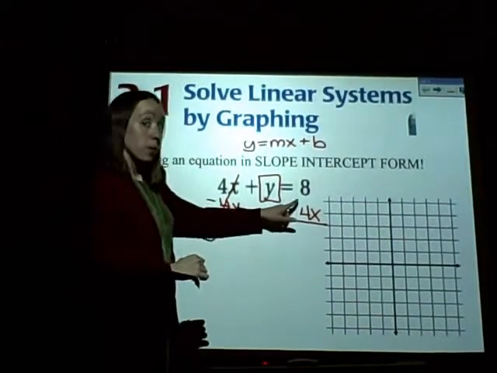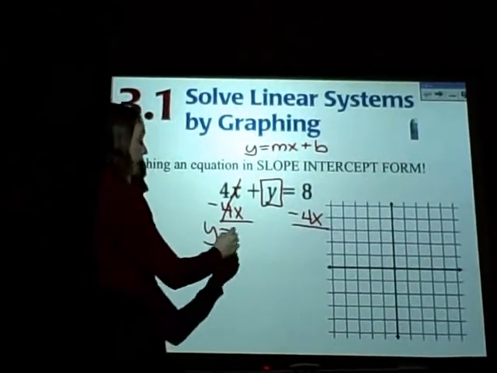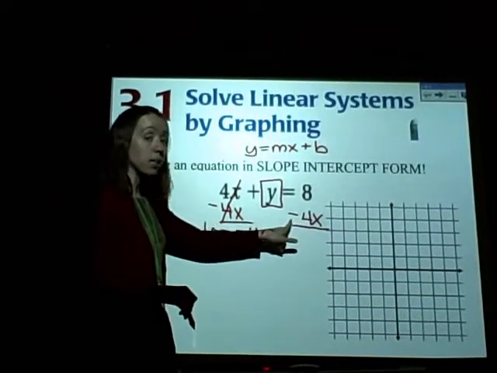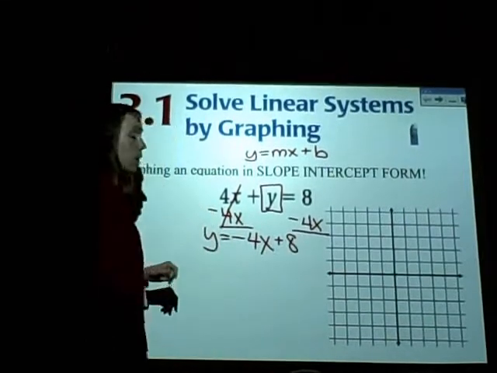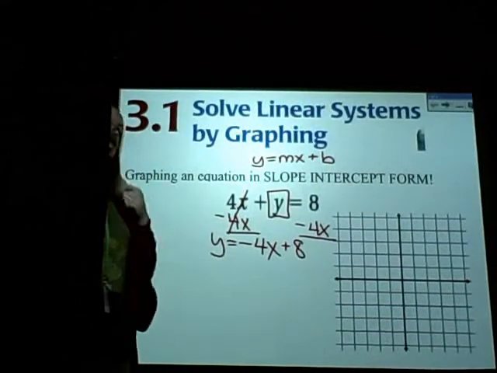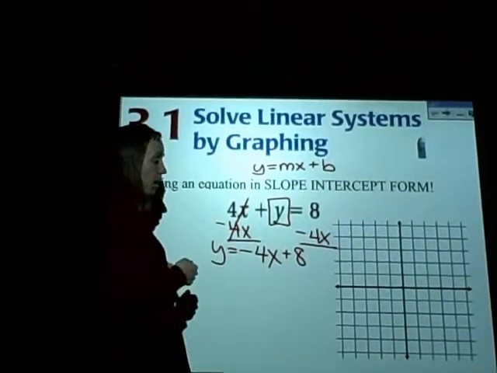Now we cannot, though we would like to, combine 4x with 8. So we are going to write it right next to each other. Notice the 4x is negative because I'm subtracting it, and that 8 stays positive. You always want to put your x first, your number with your x first, called the coefficient, because it's easier to graph that way when we recognize that pattern.